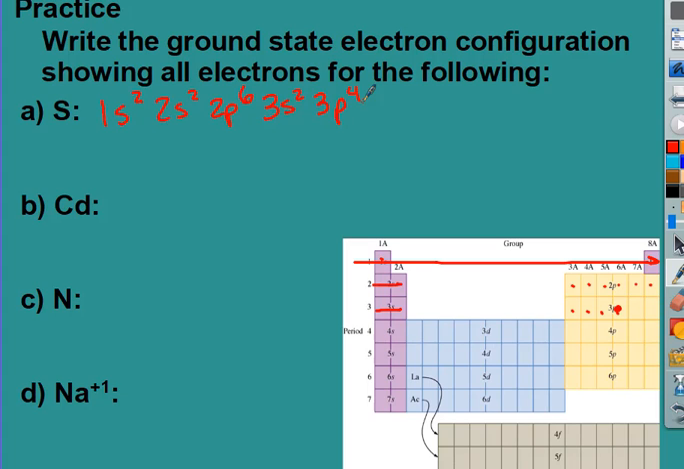You can also double check yourself by adding these numbers on the top. 4 plus 2 is 6, plus 6 is 12, 14, 16. 16 is sulfur's atomic number, so we're good. You will not be given a chart like this on the test. You'll just have your blank periodic table, so make sure that you can find these groups on the periodic table.